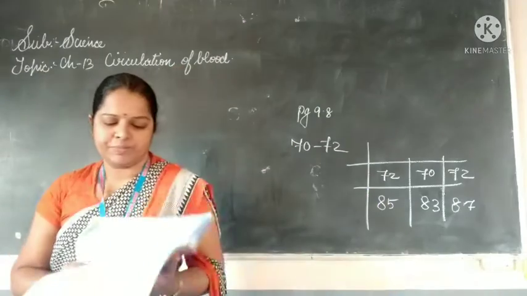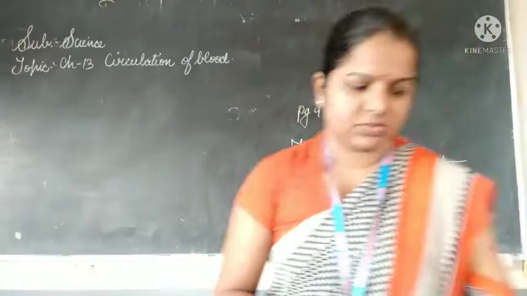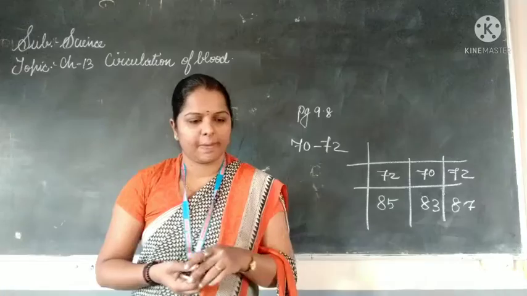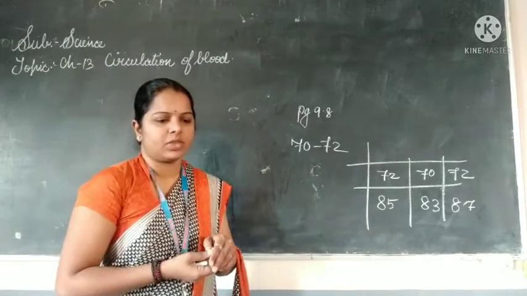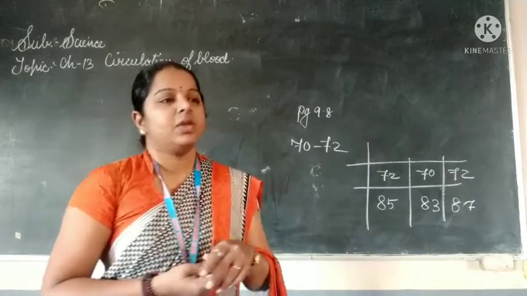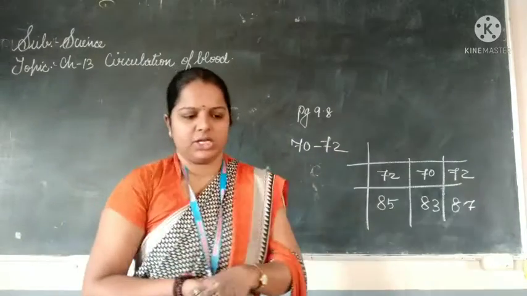Okay, continue. We circulate blood in the body. First point: blood circulation means circulation of blood in the body. Circulation of blood means flowing of blood in the body.